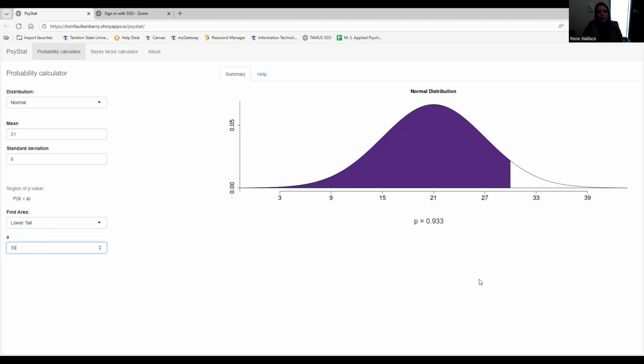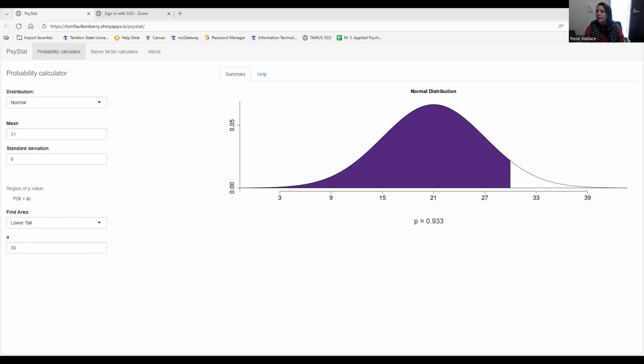So when we type in 30, you can see here P equals 0.933. That means that the proportion of scores lower than 30 is 93%. 93% of test takers scored below your score of 30. That's it. That's amazing, right? There's this handy little app here.